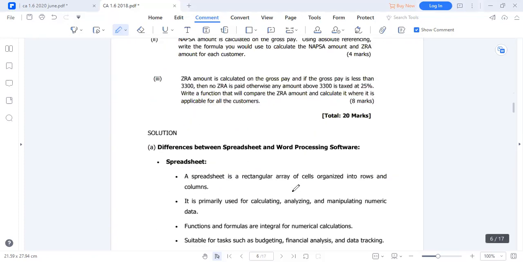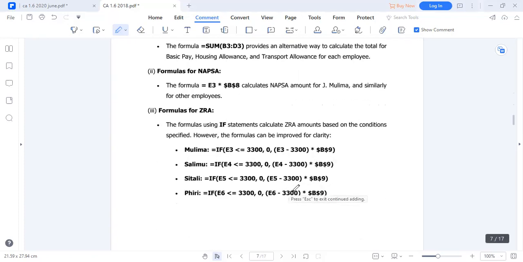We're first calculating all the numbers. Let me get a case for Mulima. IF is a statement used when we're calculating. So in writing IF, what do we have? The total is there.